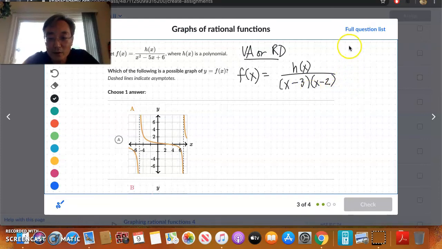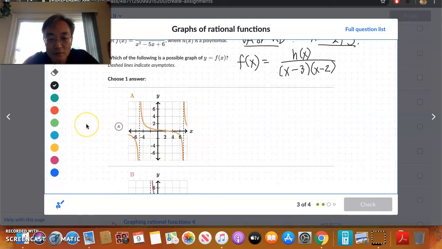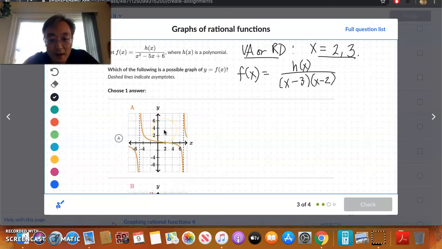All right, so definitely looks like our candidates are x is equal to 2 and 3. So we're looking for a graph that may have vertical asymptotes or removable discontinuities at 2 or 3. Okay, again, something's got to happen. Something has to be happening at either 2 or 3, either vertical asymptotes or removable discontinuities.